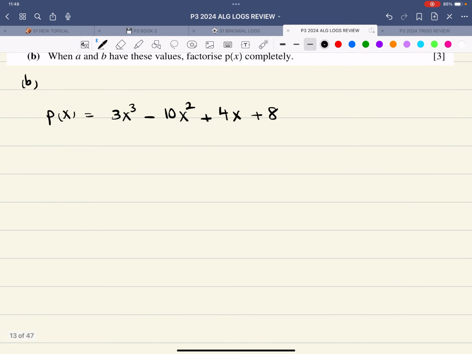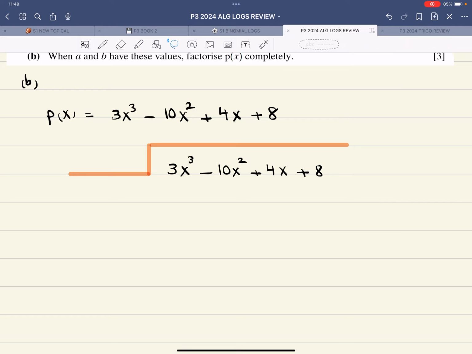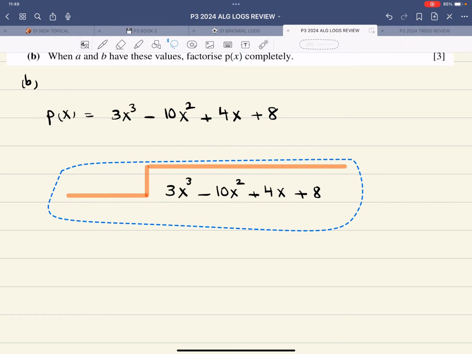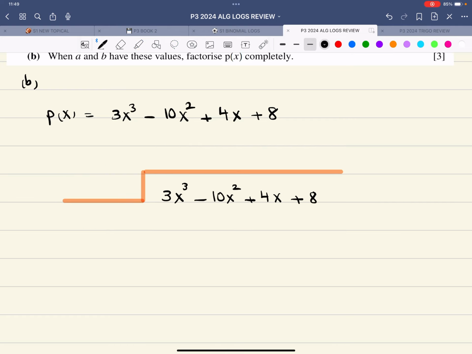So now again, it's about algebraic division. 3x cube minus 10x square plus 4x plus 8. Now it's being divided. So let me just draw this line like this so that it's easier to write it down. And let me push this thing down a bit. Okay. And over here, this is x minus 2.